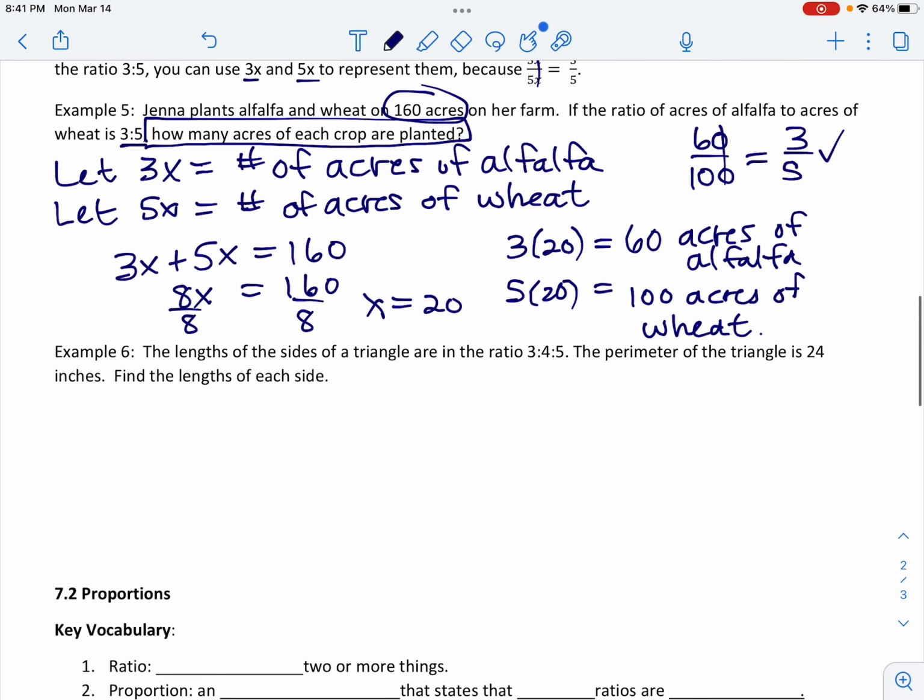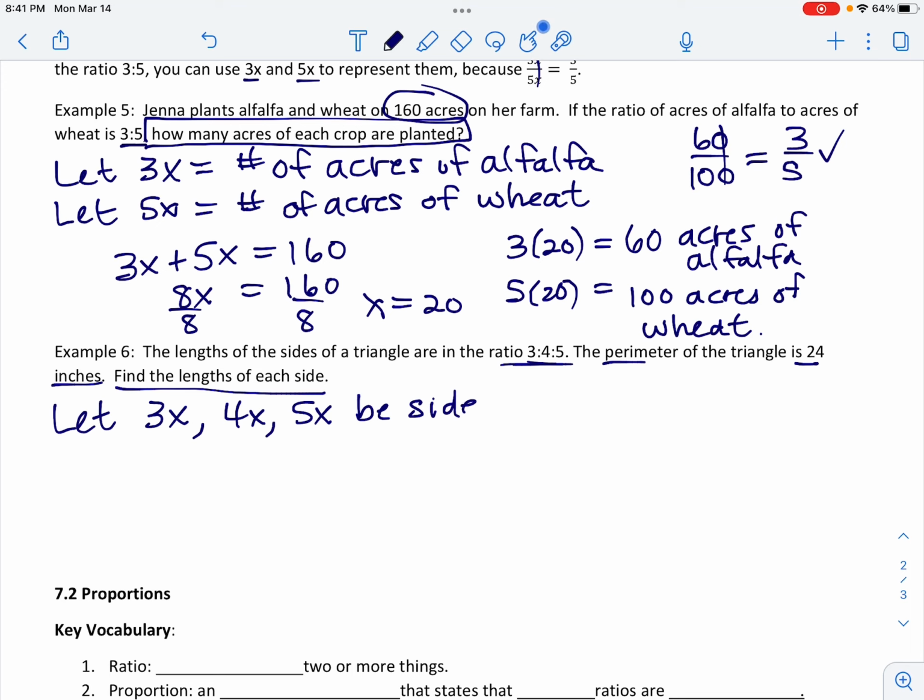All right, example 6. The lengths of the sides of a triangle are in a ratio of 3, 4, 5. The perimeter of the triangle is 24 inches. Find the lengths of each side. First of all, we have a 3, 4, 5 ratio, so that means we can let 3x, 4x, and 5x be the side lengths.